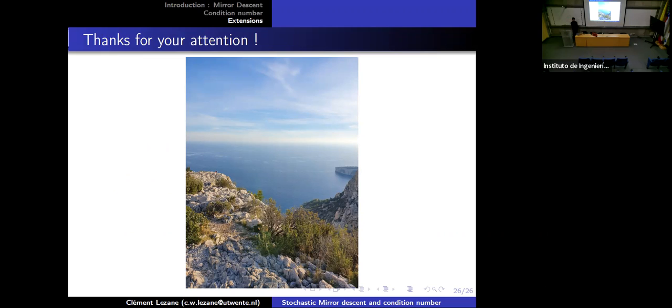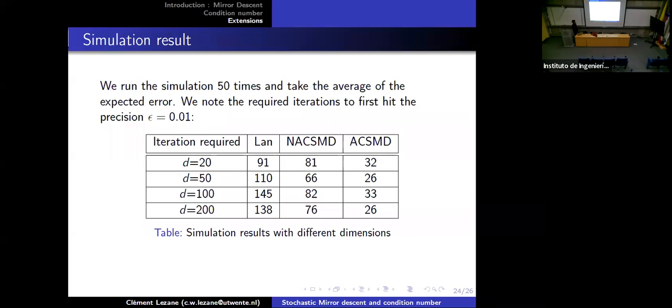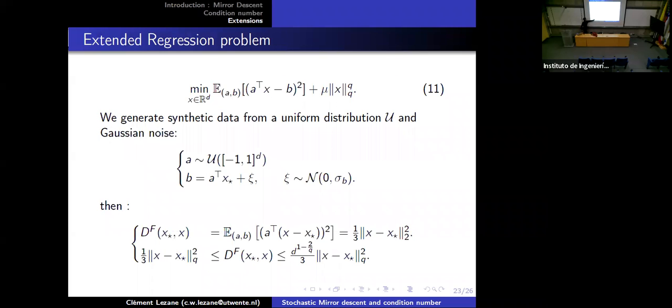So there is time for questions. So in your numerical experiments, those were for which dispersion? And what was the distribution for A and B? Yeah, so A is uniform, I quickly passed over it, and then B is linear. Okay.